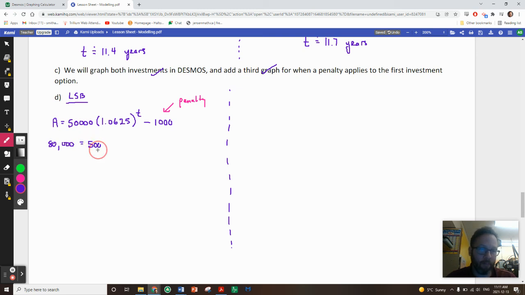And we're going to solve for t. 50,000, 1.0625 to the power of t. Very similar to what we did earlier. You just now have this extra step of adding 1,000 to each side.